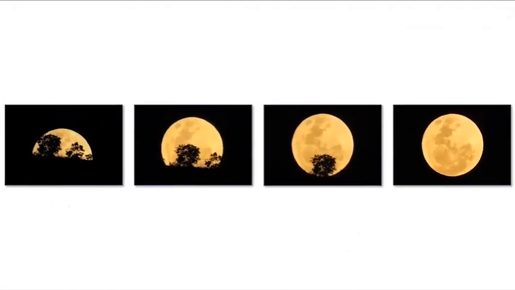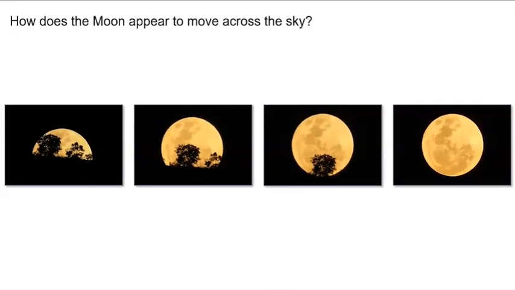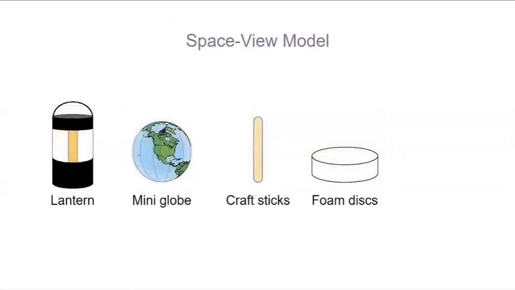In today's lesson, we will explore a very similar question. How does the moon appear to move across the sky? But how can we explore this question? I know, we can create a model. Let's create a space view model with the same materials we used in the previous lesson: a lantern, a mini globe, craft sticks, and foam discs. And this time we'll add a mini moon.